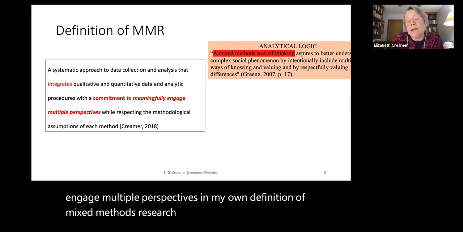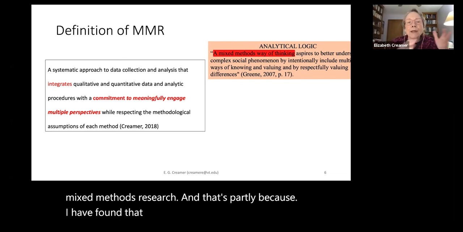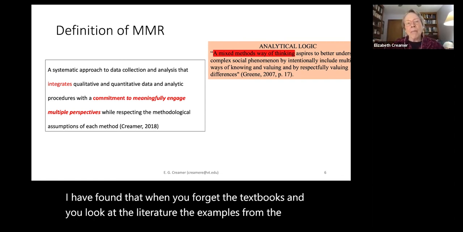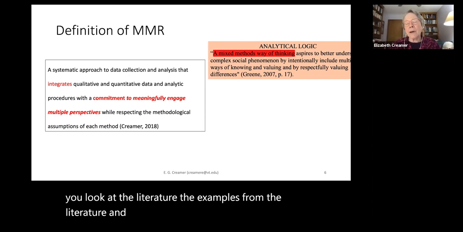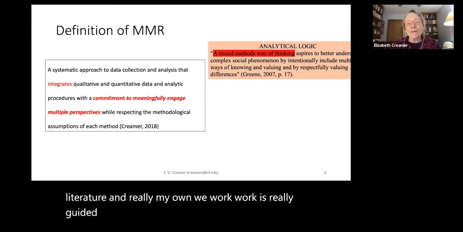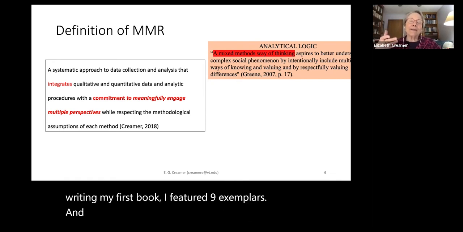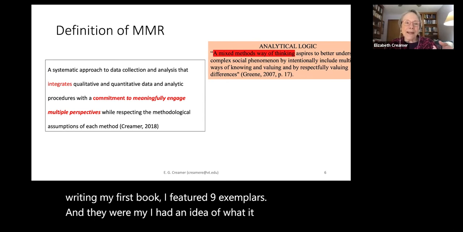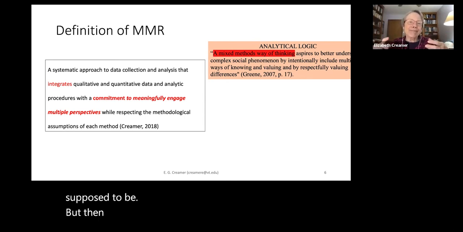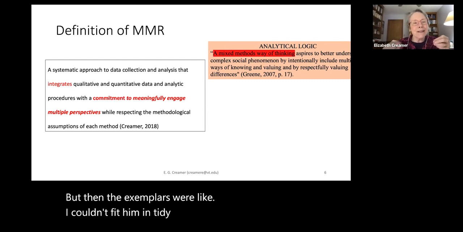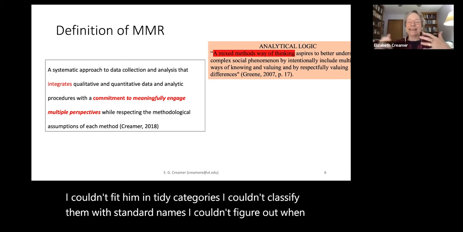And that's partly because I have found that when you forget the textbooks and look at the examples from the literature, my own work is really guided by practice rather than some abstraction. So in writing my first book, I featured 9 exemplars. I had an idea of what it was supposed to be, but then the exemplars were such that I couldn't fit them into tidy categories. I couldn't classify them with standard names. I couldn't figure out when analysis occurred. They were just too complex.